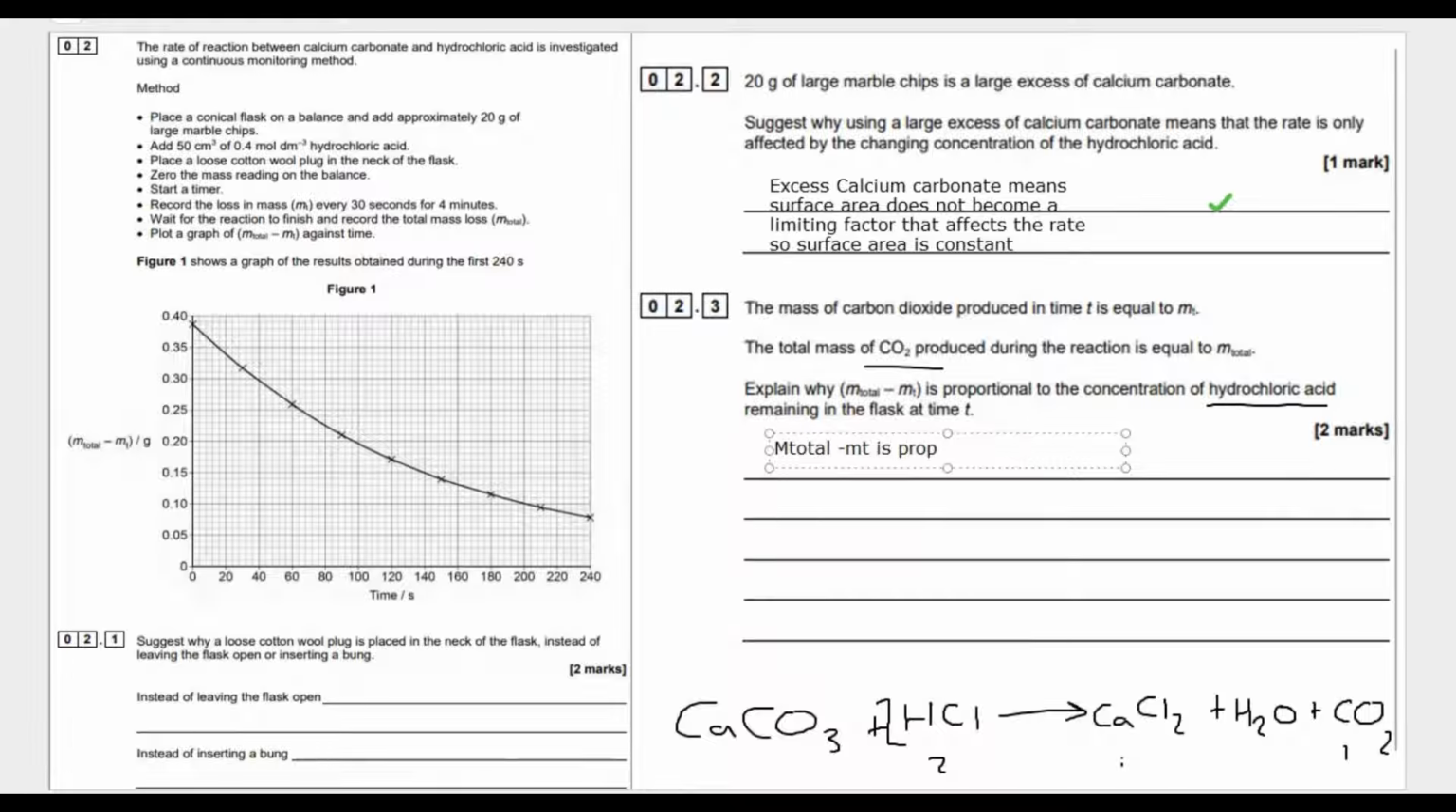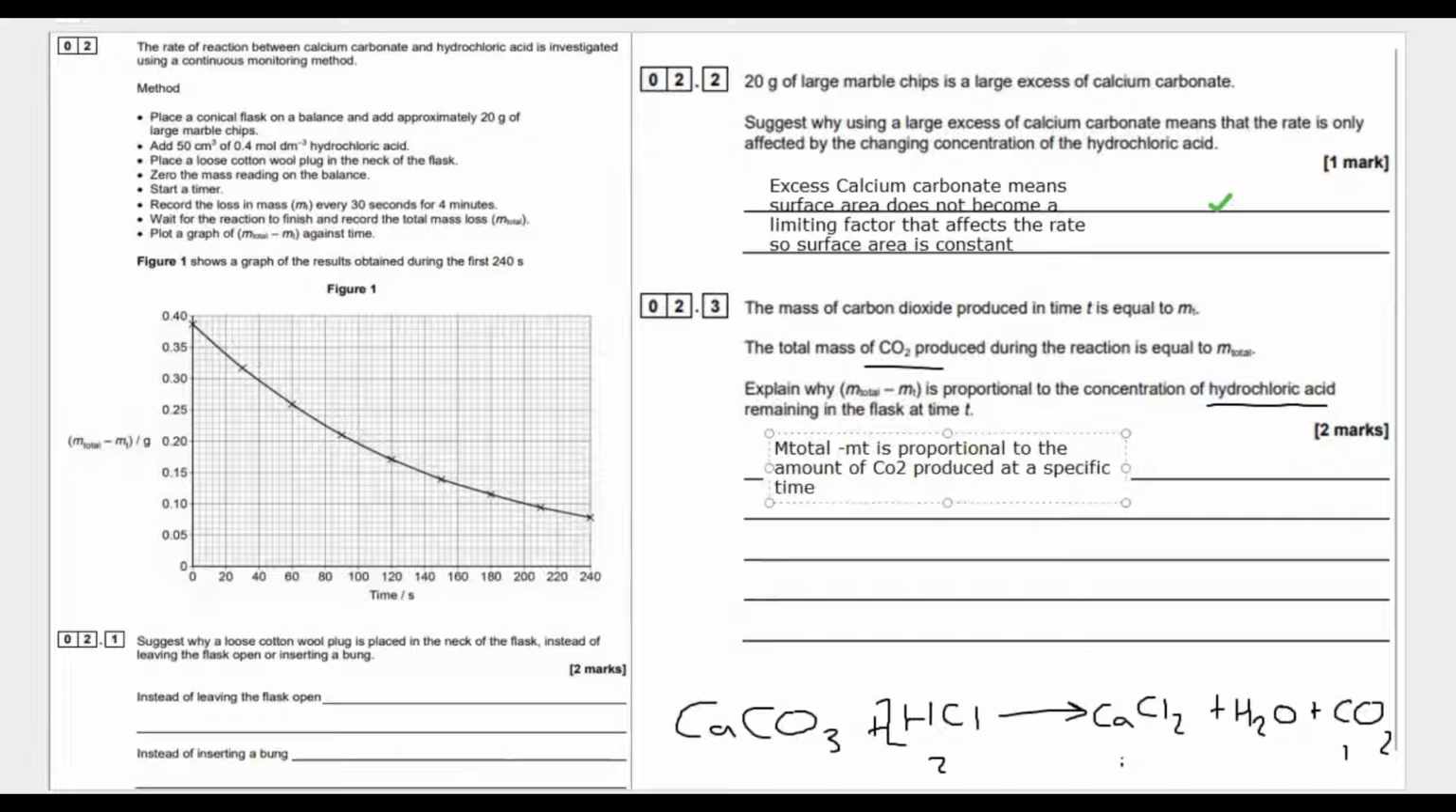So M total, which is the total amount of CO2 produced, minus MT is going to be equal to however much unreacted hydrochloric acid is left in the flask. And it's all because the amount of carbon dioxide lost is proportional to the rate of reaction, or is proportional to the amount of HCl used up, reacted.